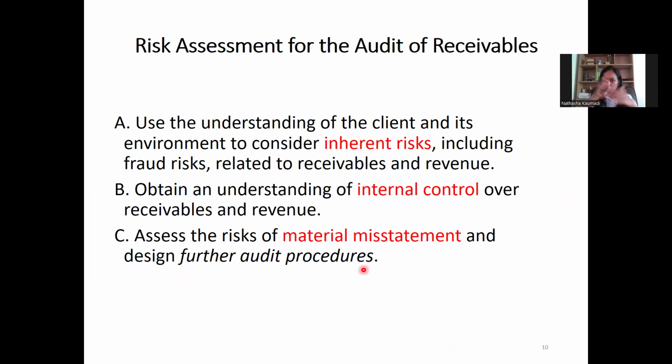After getting to know about these internal controls, now you are assessing the risk of material misstatements, and then you are planning. What are the test of controls I'm going to do? What are the substantive procedures I'm going to do? Those are coming under further audit procedures. So you can refer to the previous lesson. Further audit procedures, there are two: test of controls and substantive procedures.